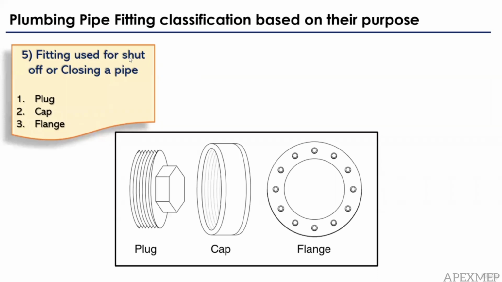Fitting used for shut off or closing a pipe. There are three types. One is your plug, second is your cap, and third one is your flange. Flange is mostly used with the CI or MS pipes, and plug and cap are more common with the PVC pipes.